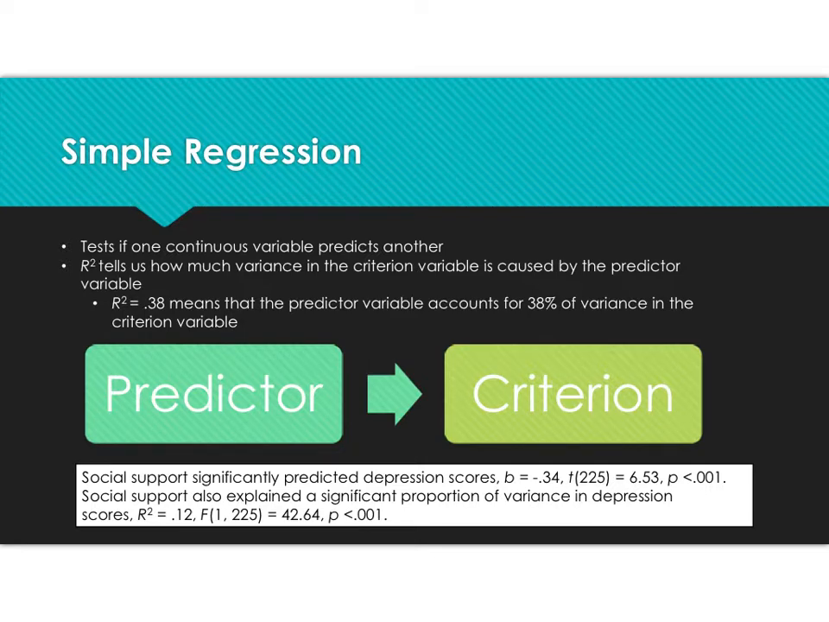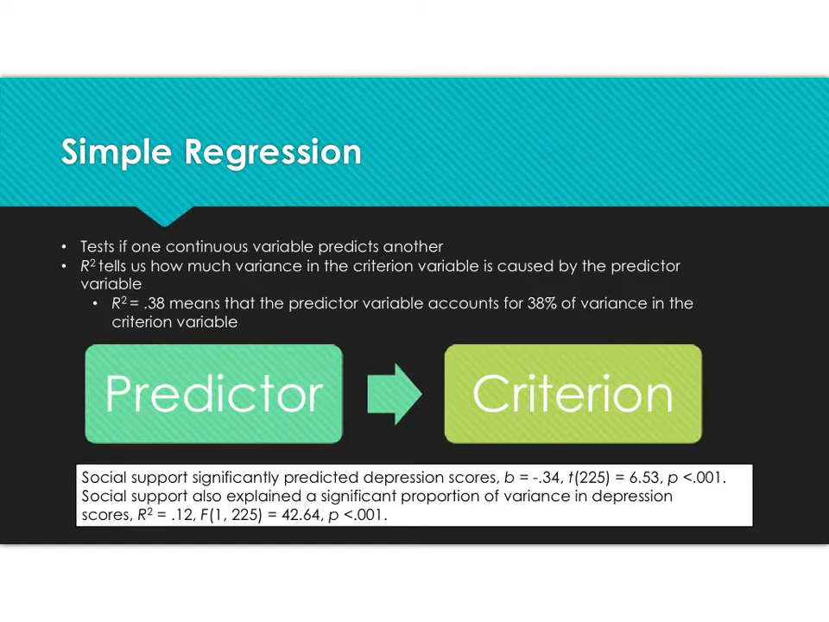And you can see at the bottom, I've given you an example of what those results would look like in a study. So here, social support significantly predicted depression scores, and you have the beta there, the slope of the line, the t-test, so using a t-test to tell if that's a significant difference. We see with the p-value it is less than 0.001.